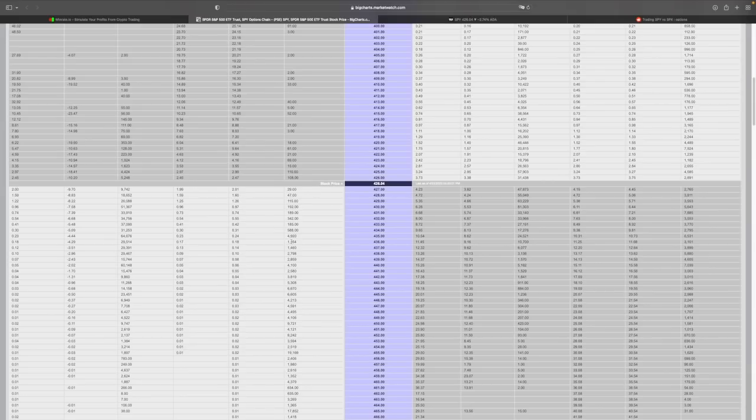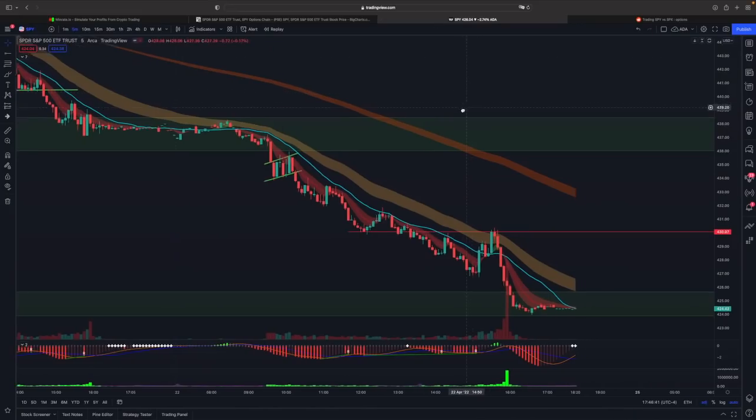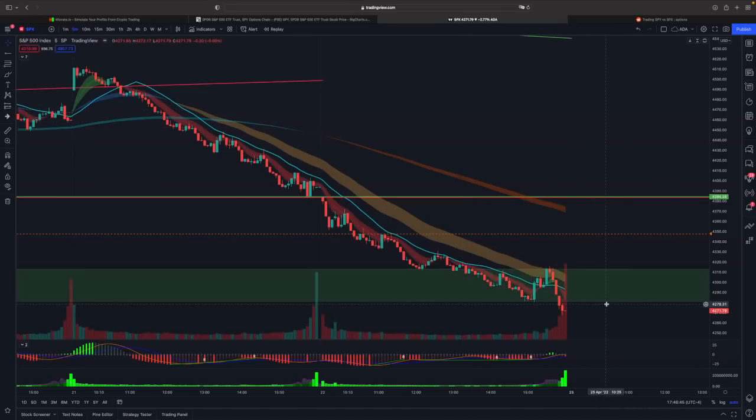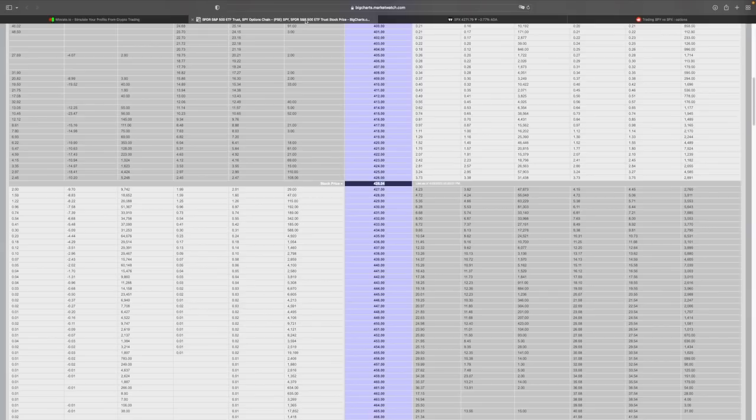SPX is 10 times SPY, so SPY closed around 426, and SPX probably closed around 4260, and we can check here, around 4270. So it's roughly 10 times. The premiums are also roughly 10 times, so they move 10 times too. So 0 DTEs are super explosive on SPX.